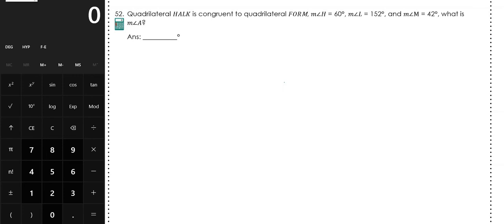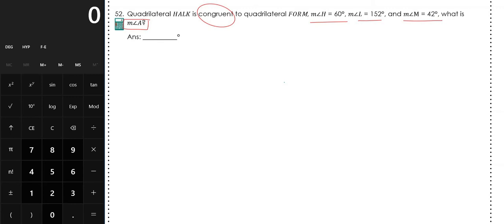Number 52. Quadrilateral HAWK is congruent to quadrilateral FORM. Then they tell us some measurements here. Angle H is 60, angle L is 152, and angle M is 42. What is the measurement of angle A? So we're looking for a missing degree measure.